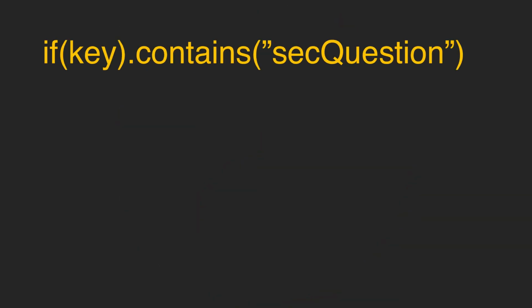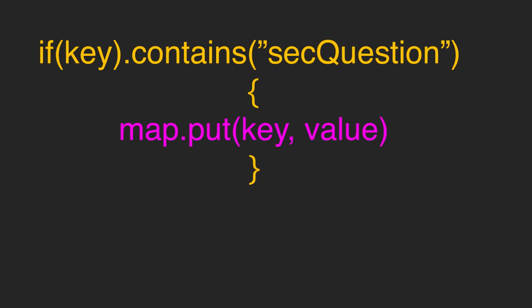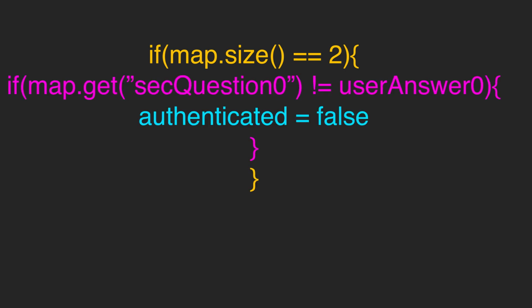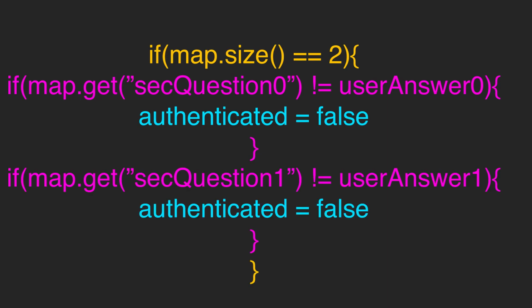It checks for any key that contains the word setQuestion, puts them all into a hash map, and then it checks that there is exactly 2 setQuestion keys in that hash map. If this is true, then it compares setQuestion0 to the value set in your account and setQuestion1 to the value set in your account. If either of them don't match, it sets the value of authenticated to false.